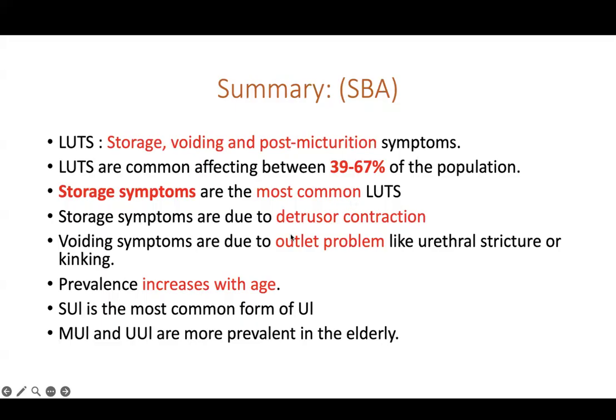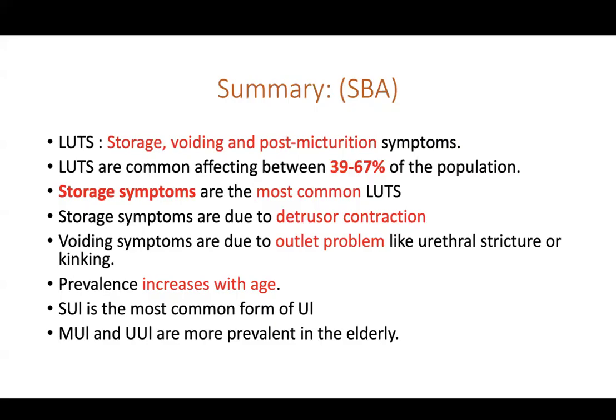Storage symptoms are due to involuntary detrusor contraction, and voiding symptoms are due to outlet problems like urethral stricture or kinking. Now the incontinence. We know incontinence is the involuntary leakage of urine, and the most common form of incontinence is stress urinary incontinence. Its prevalence increases with age. But stress incontinence usually occurs in middle age, because it is an anatomical problem.